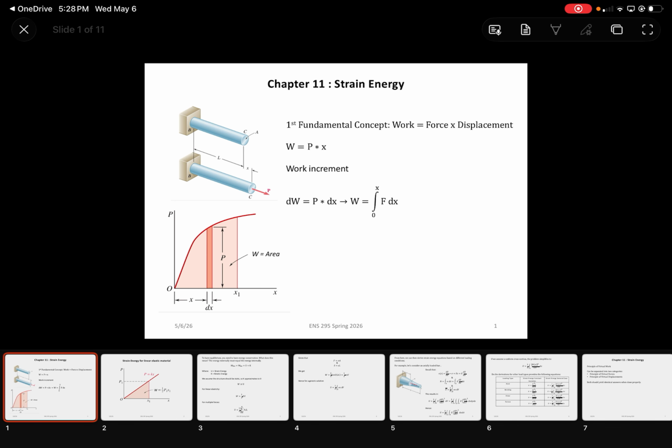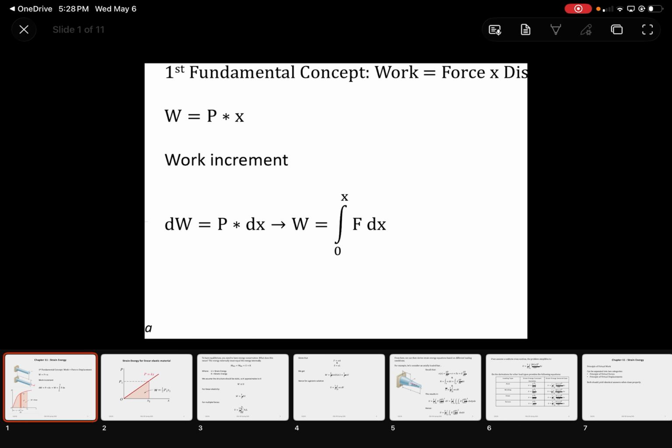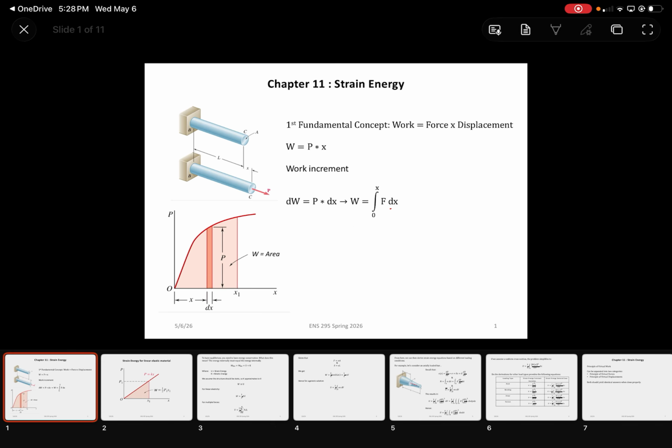As we should hopefully recall, the work, which is basically the force times the distance, is equal to just the area underneath that curve for nonlinear cases, which is just the integral of the force curve times dx. That should be P, actually. This should be P. So that's already a mistake. All right. So this is where we ultimately start off with for our strain energy.